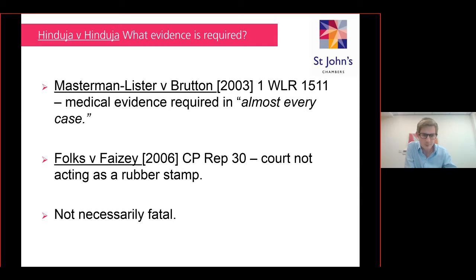So what's the takeout from all this? Well, it seems to me that Masterman, Lister and Bruton and Folkes and Fazey still stand. It is going to be the exceptional case rather than the rule in which the court allows the appointment of a litigation friend upon a court application without seeing some medical evidence. However, in some cases, the court will do so. This was one case, perhaps in other cases where it's simply blindingly obvious that the individual in question doesn't have capacity, that going away and getting a capacity report simply isn't necessary, would be another.